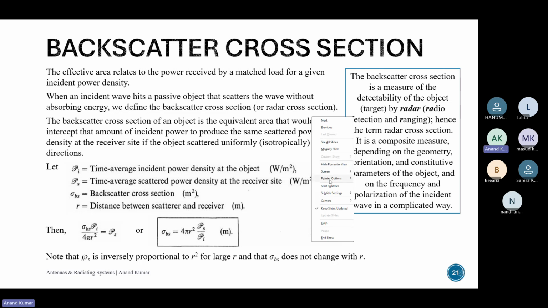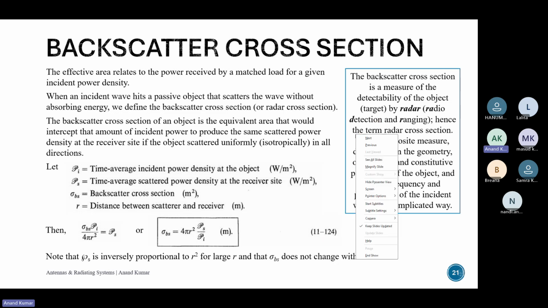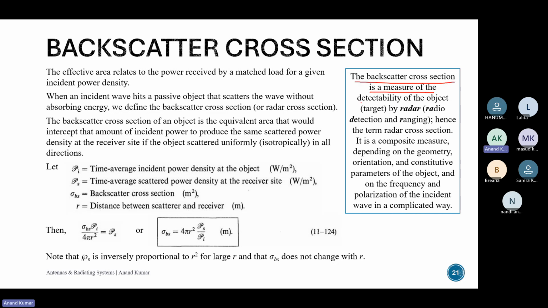So there is this definition in the textbook. The backscatter cross section is the measure of detectability of the object target by radar, radio detection and ranging, hence the term radar cross section. It is a composite measure depending on the geometry, orientation, and constitutive parameter of the object, and on the frequency and the polarization of the incident wave in a complicated way. So there was this statement in the textbook.